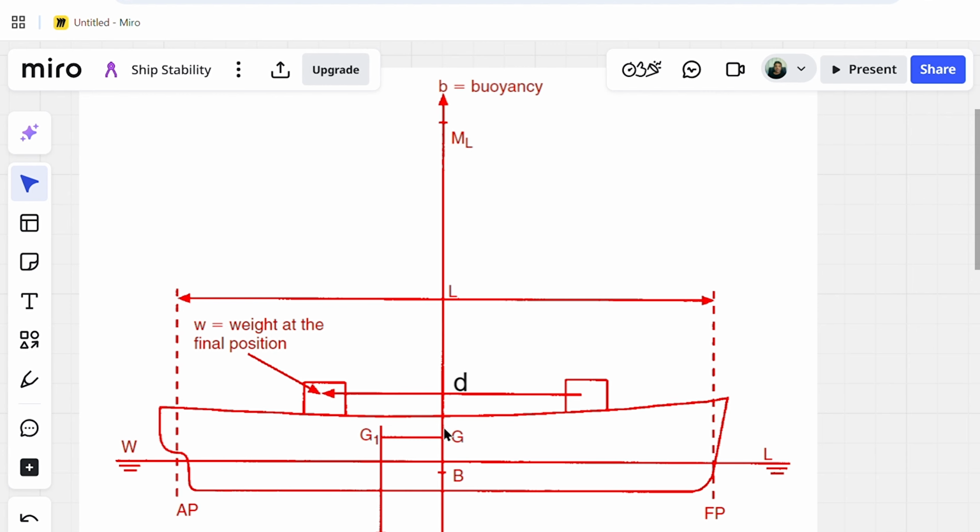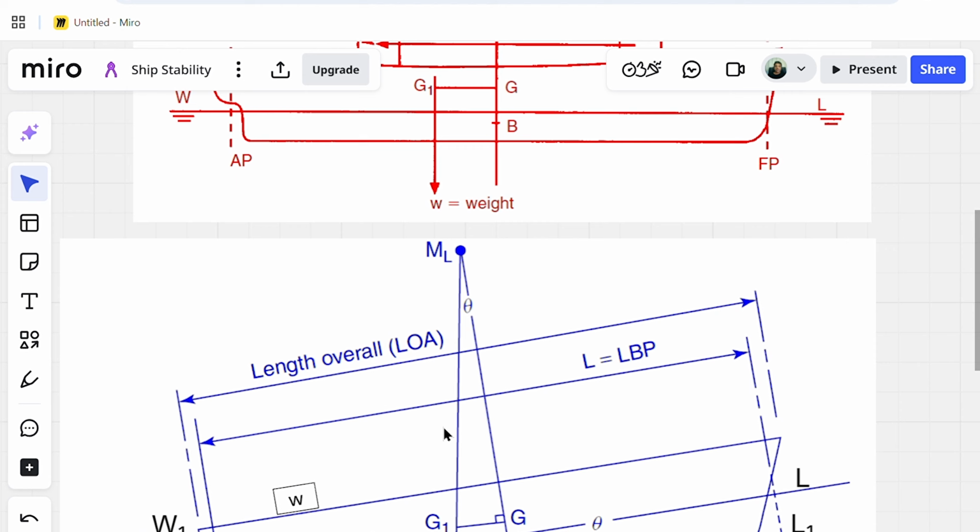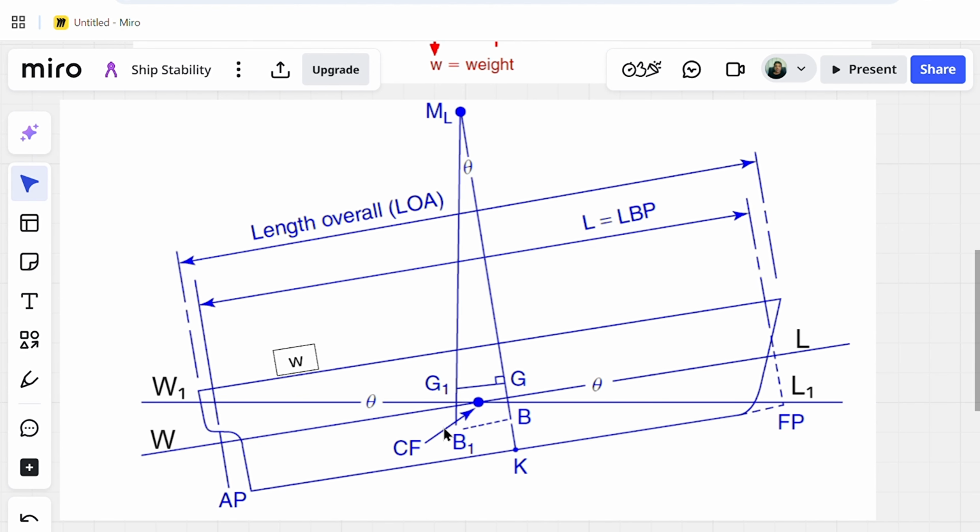So we have a trimming moment now, which is ship's displacement W multiplied by GG1. As there is a trimming moment, the ship will start trimming by stern, and this will be the new stage. You can see now new waterline W1L1, and the ship is trimmed by stern until the center of buoyancy again comes directly under center of gravity. G had shifted to G1, B, the center of buoyancy, will also shift to B1. Now again B1 and G1 both are vertically in line with each other. Ship is again in equilibrium.